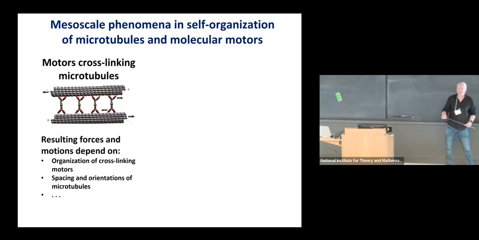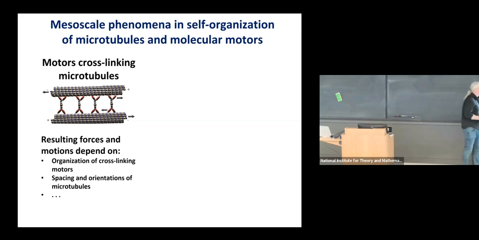And what's hard is that if you were to try to construct a theory of how the interactions between microtubules and molecular motors lead to sliding of microtubules and the generating of forces, it really depends on a lot of details of what's really happening there. How precisely are the motors organized and arranged between the microtubules?